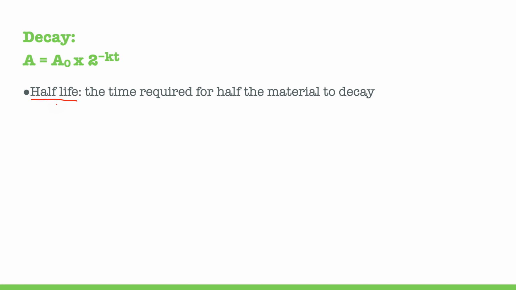The half-life means that whatever the time is, that's how long it takes until the amount is half of what it originally had. This is my general equation for decay. Again, I've got a base of 2, but this time, because I am decaying, it is becoming less and less, so my k is going to have a negative in front of it.